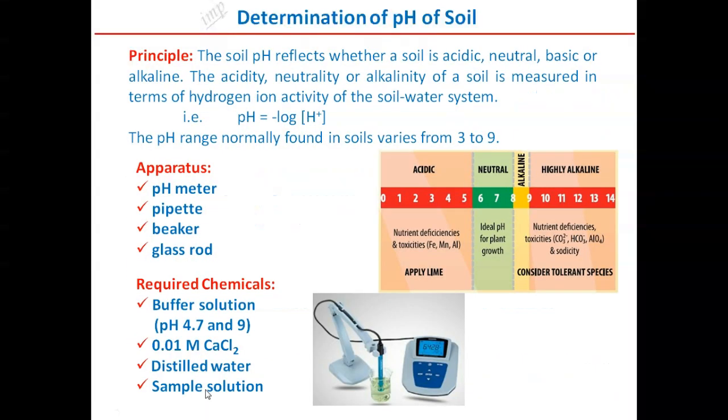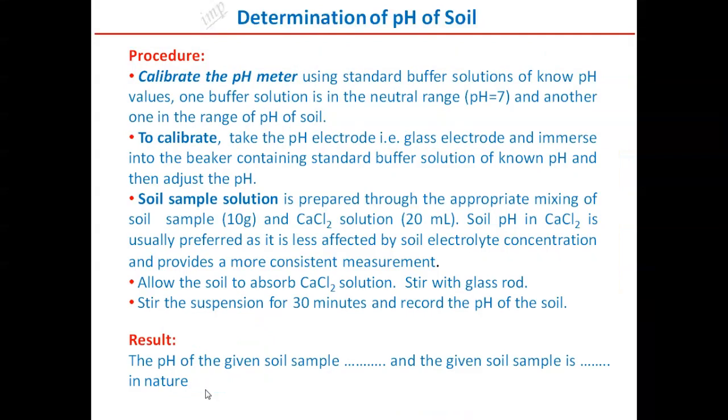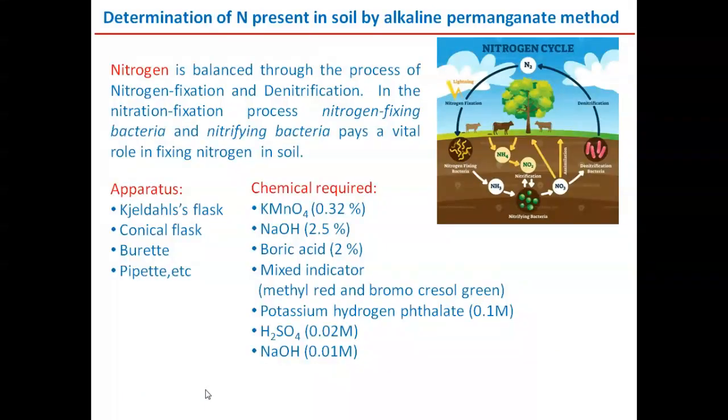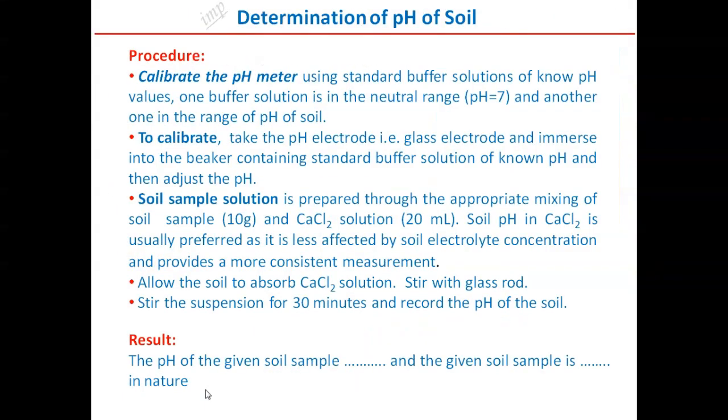This is very simple. We just need to say the principle, and then we just need to say apparatus required, chemicals. Then in the procedure we have three parts. First part is calibration part, second part is sample preparation, and third part is the pH record part. So this is very simple, and is very important for the examination. So this is all about the pH of the soil determination part.